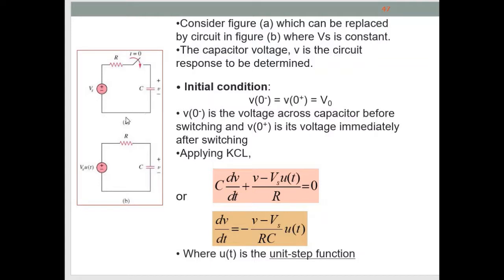Consider figure A. This is the basic circuit of step response RC. This circuit looks like a source-free RC circuit, but the difference is the voltage source here exists when t is equal to or more than 0. Compared to source-free RC, the V source exists when t is less than 0. So when the switch is on at t equal to 0, this figure will transform into this.